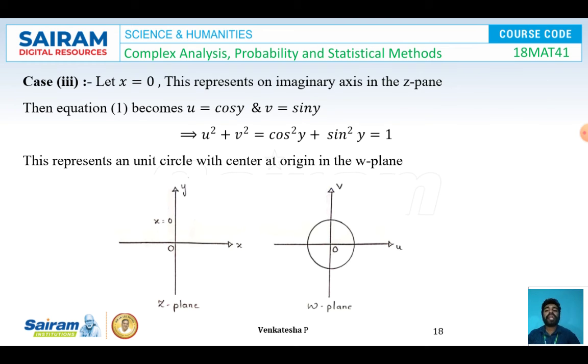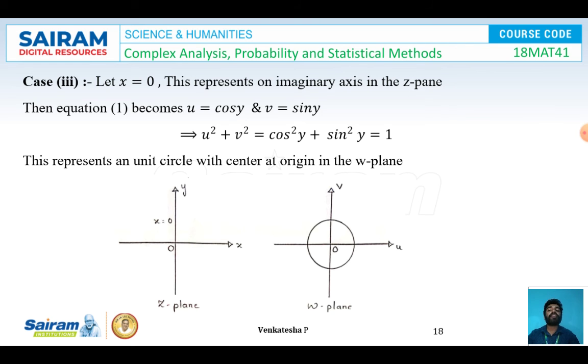Case number 3, let x is equal to 0. This x is equal to 0 is called the imaginary axis in the z plane. So now I'm going to replace x is equal to 0 in equation number 1. I got u is equal to cos y and v is equal to sin y, because e power 0 becomes 1 when x is equal to 0. So I got the equations u is equal to cos y and v is equal to sin y.